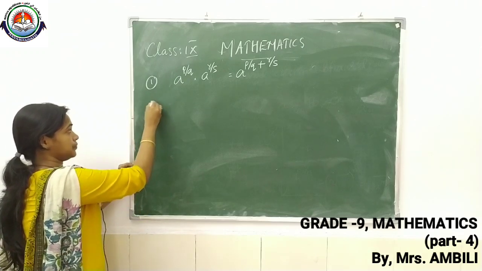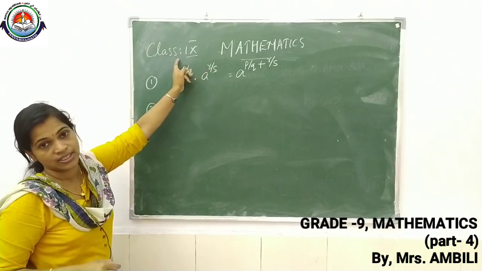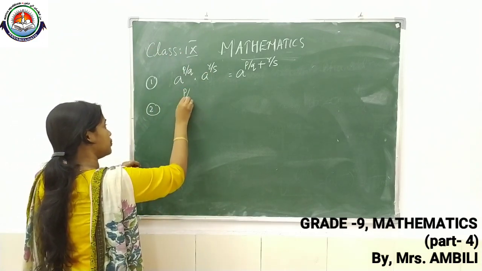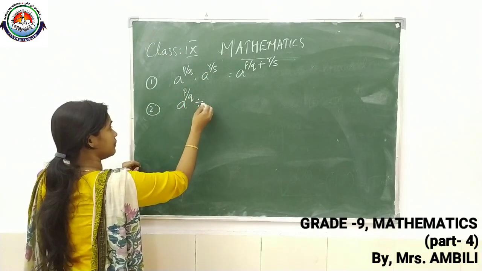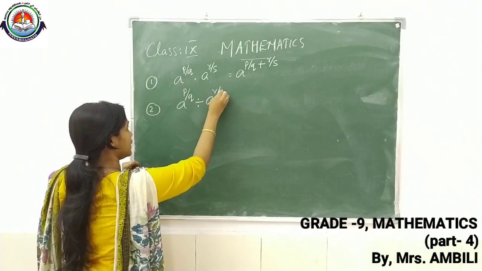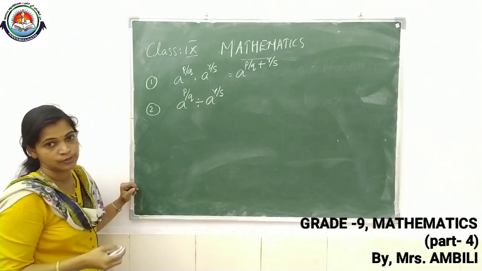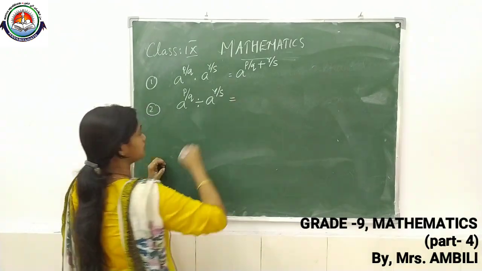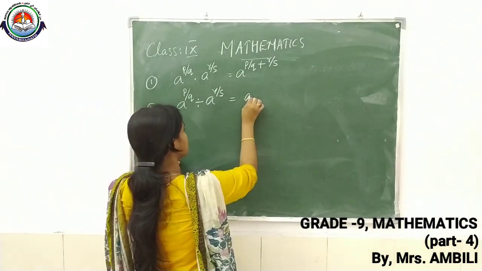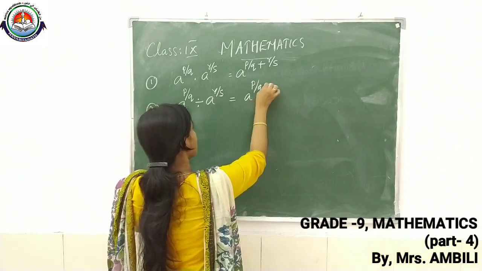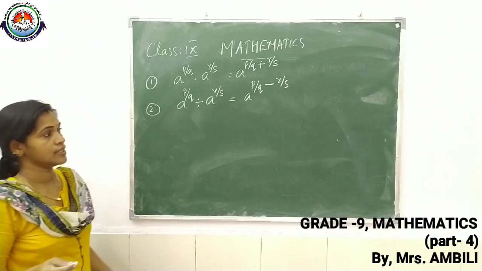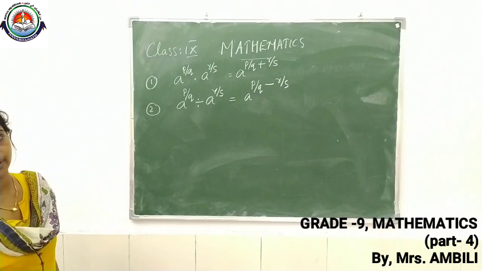Second one, we just change this to rational numbers. A raised to p by q divided by a raised to r by s. How can we write? A raised to p by q minus r by s. Clear?